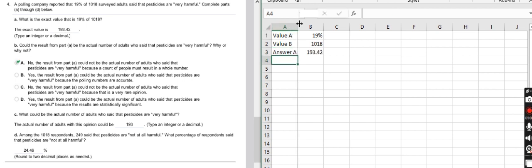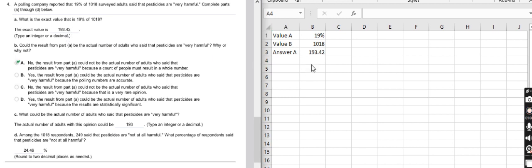As you can see, 193.42. Now part B: could the result from part A be the actual number of the adults who said the pesticides are very harmful, why or why not.